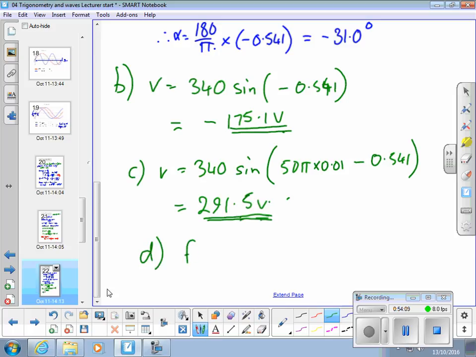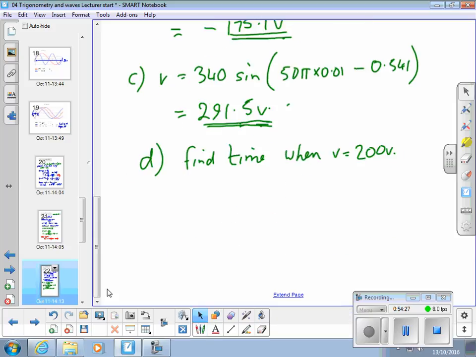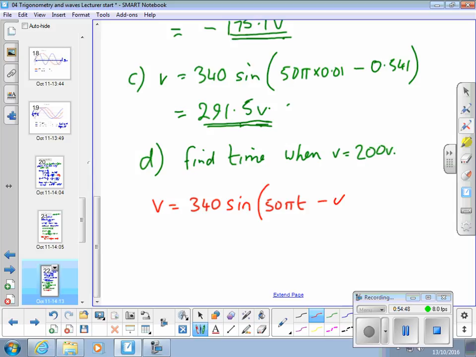D is find time when V is equal to 200 volts. This is where this question gets different to what we've done before, because we've got a formula that says V is equal to 340 sine of 50 pi t minus alpha. I'm just going to use that for the minute.